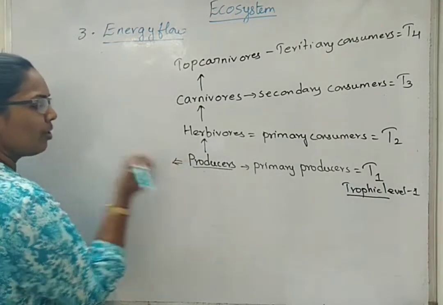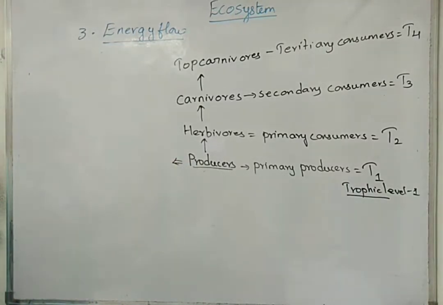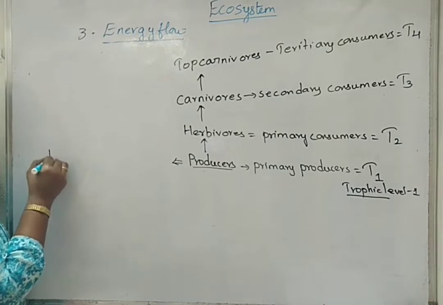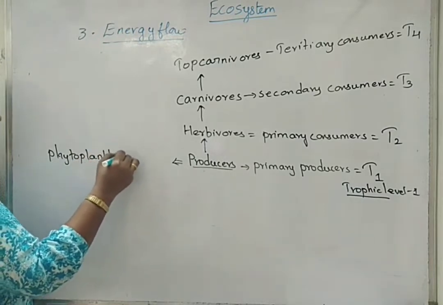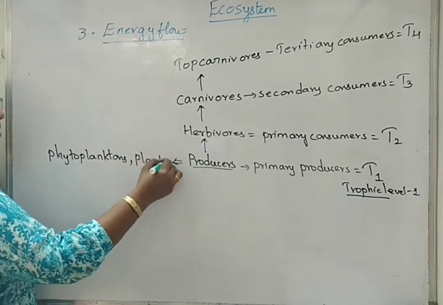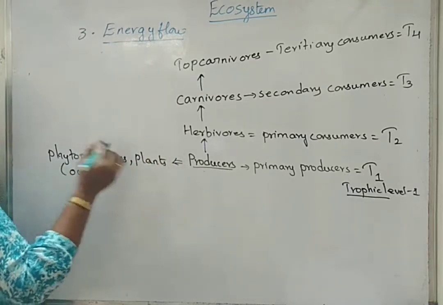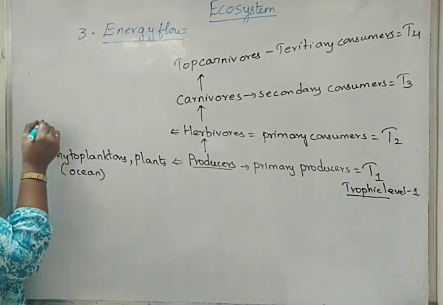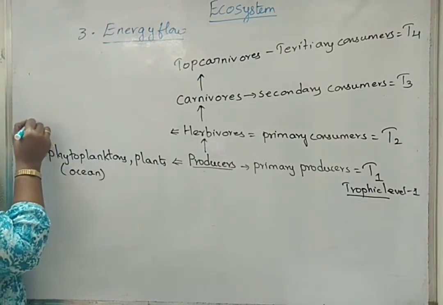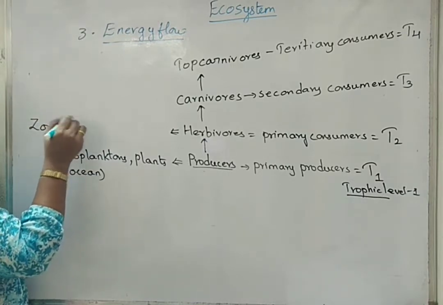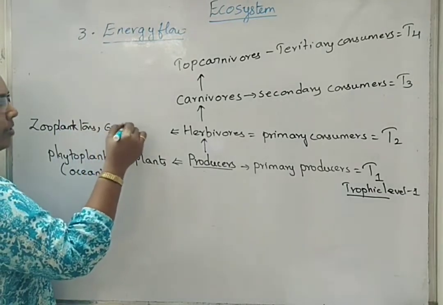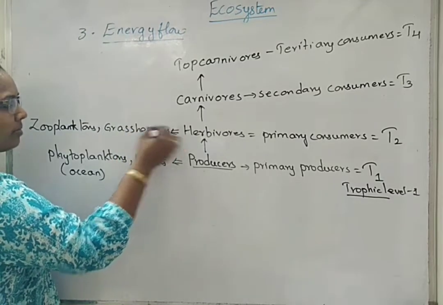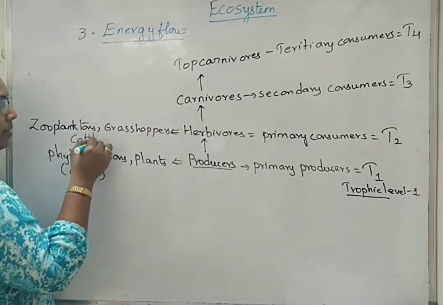Coming to the examples of producers. In a terrestrial ecosystem, the producers are different. In an aquatic ecosystem, the producers are different. So here, in oceans, we see phytoplanktons. In a terrestrial ecosystem, we see plants. Under herbivores, we can give some examples. In an ocean or aquatic ecosystem, the herbivores are zooplanktons or molluscans, and on land, grasshoppers, cattle, sheep, etc.